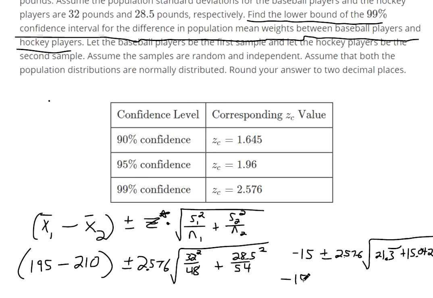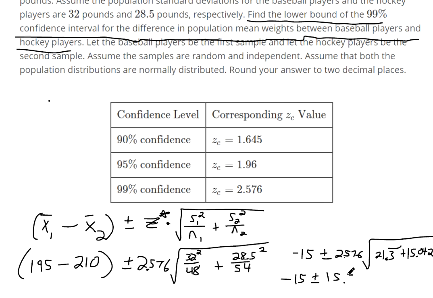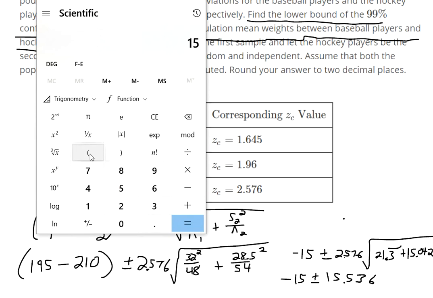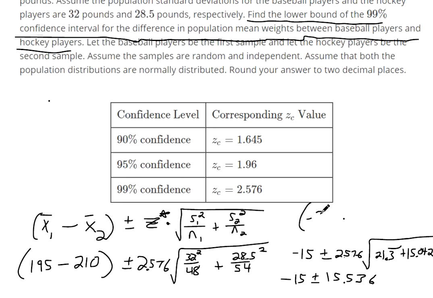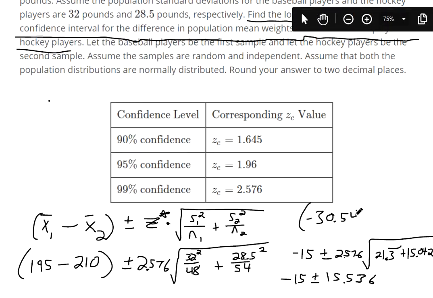It's negative 15 for the difference in the means, and it's 15.536 for the margin of error. The lower bound is the lower result, right? So take negative 15 and subtract it by 15.536. So negative 15 subtracted by 15.536. So negative 30.5, and it says round to two decimal places, so I'm going to say negative 30.54 is my lower bound.